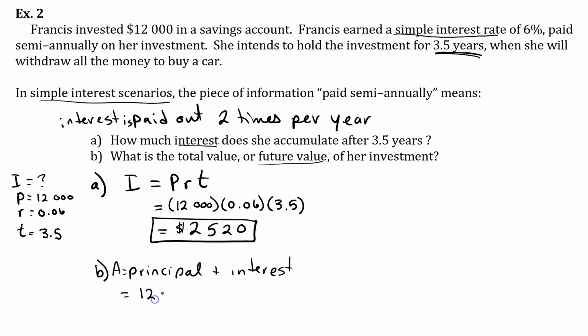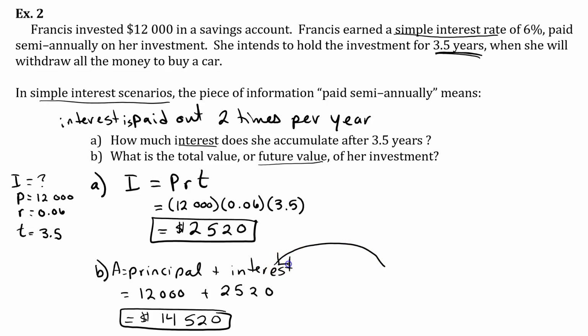We know the principal is 12,000 plus the amount of interest, we calculated it right here, is 2,520 for a total amount of 14,520. Another way that we can express that interest here is using our formula here. The way that we calculated the formula is PRT. So basically we can say that the future value is the principal plus P times R times T.